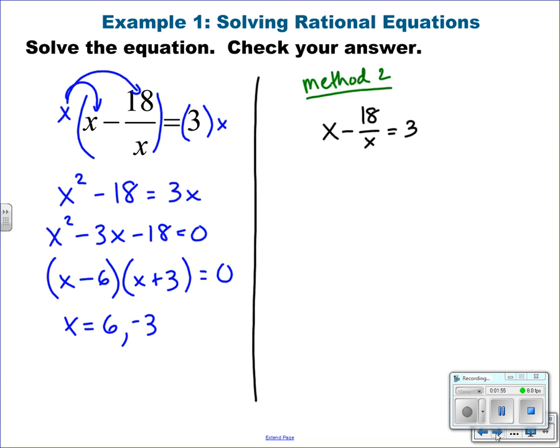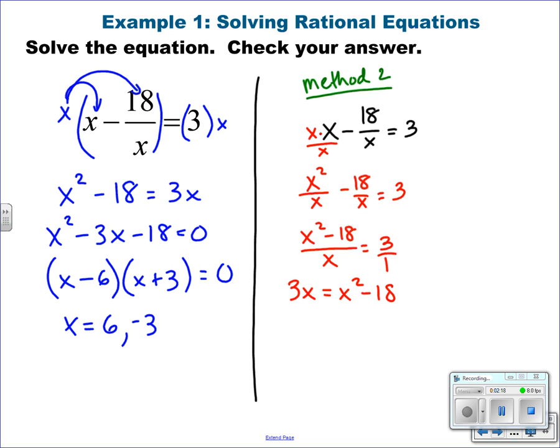So if I multiply the first term by x over x, I get x squared over x minus 18 over x equals 3. X squared minus 18 over x, I don't change the denominator, equals 3 over 1. And then cross multiply, so you get 3x equals x squared minus 18. You end up getting the same thing, because right now I'm at that step.